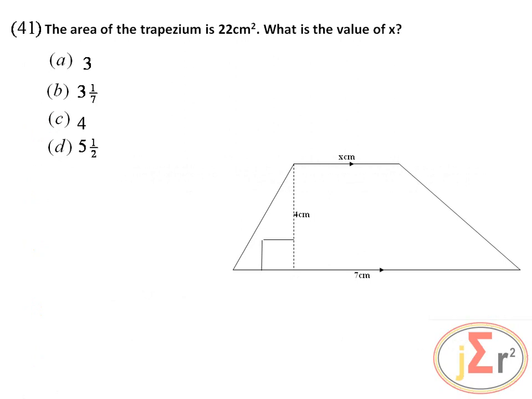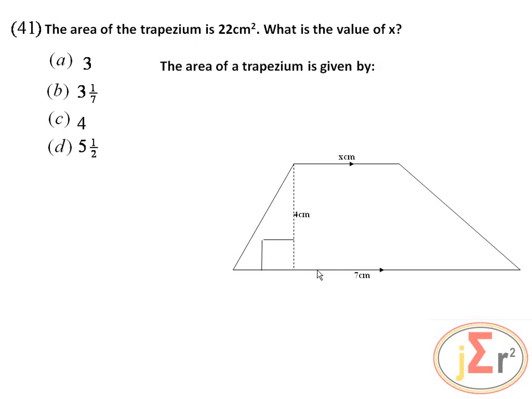The area of the trapezium is 22 centimeters squared. What is the value of x? Of course, we need to know how to find the area of the trapezium, but we are not finding the area. We know the area already. So we need to find the length of this side right here, and that we are prepared to determine.